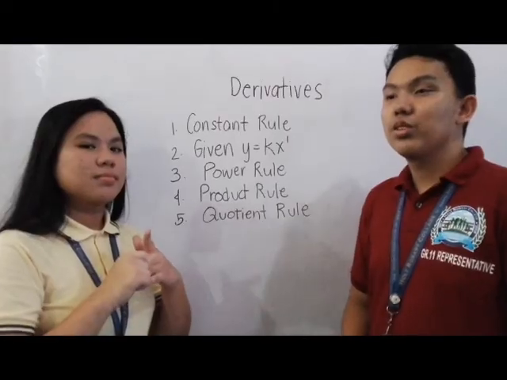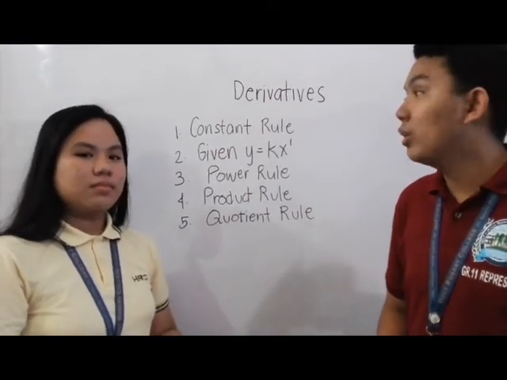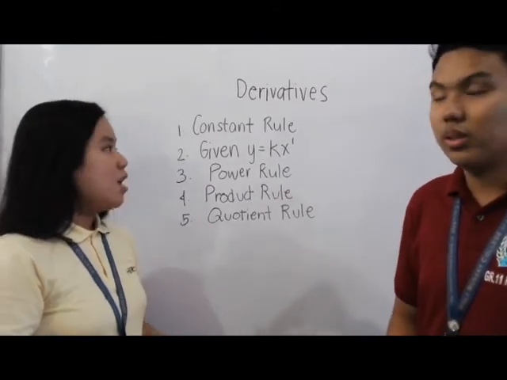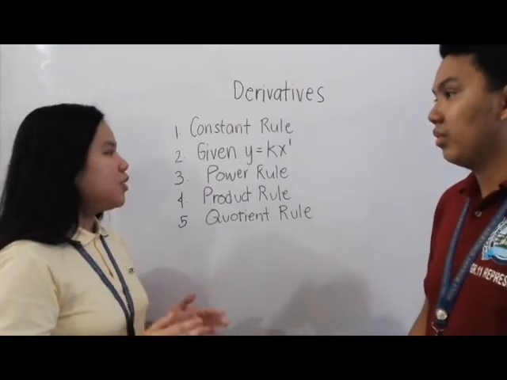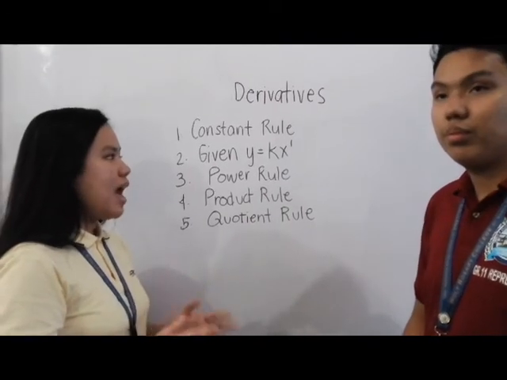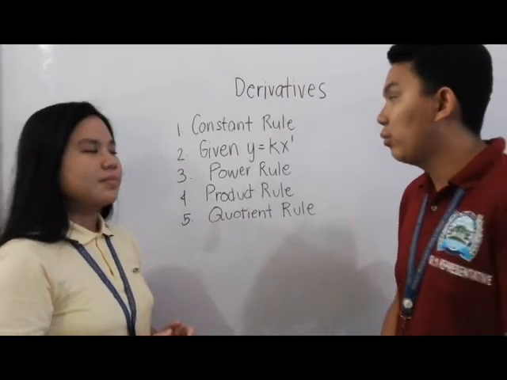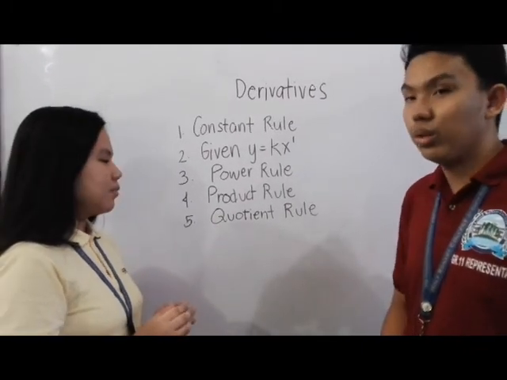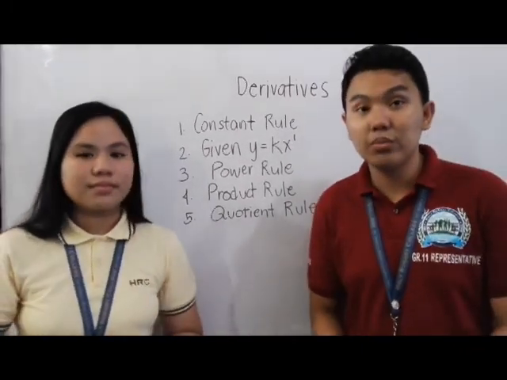To sum it all up, in today's episode, we learned about derivatives and the different rules we can apply. First, the constant rule. Second, if you are given an expression that is y equals kx raised to 1. Next, we have the power rule. Next, we have the product rule. And last, the quotient rule. We hope you learned something from today's lesson.